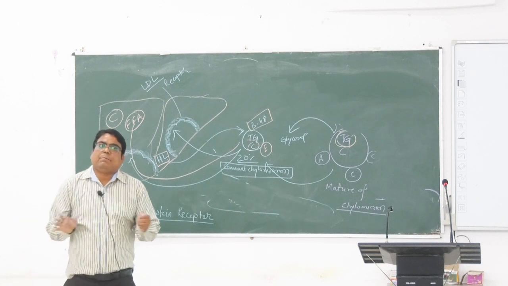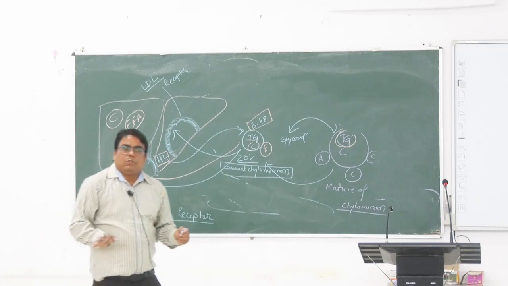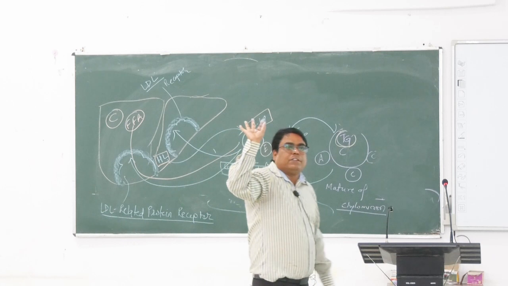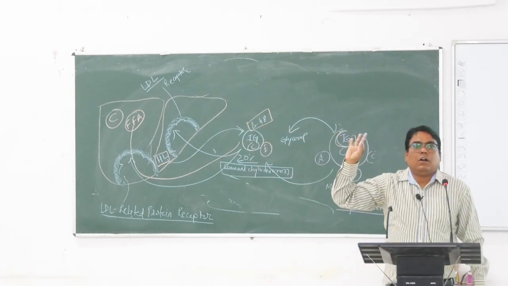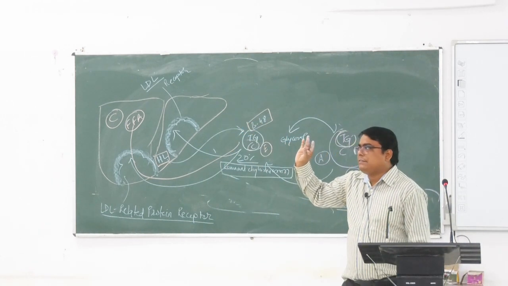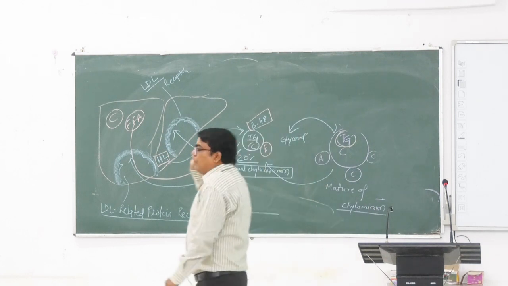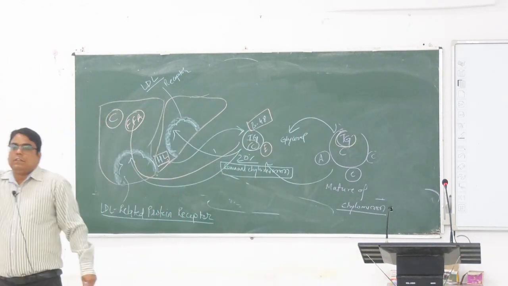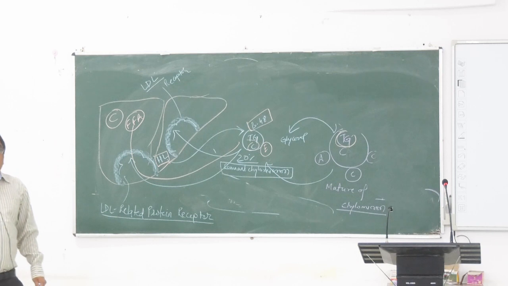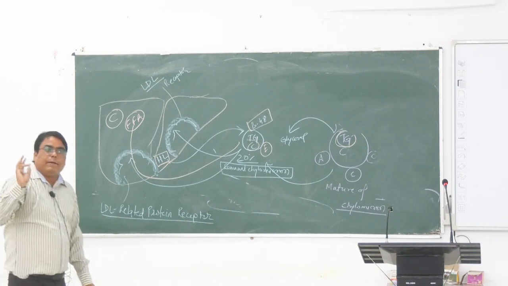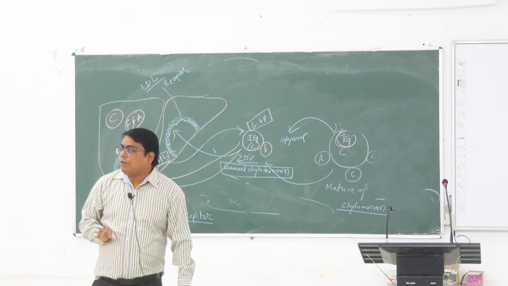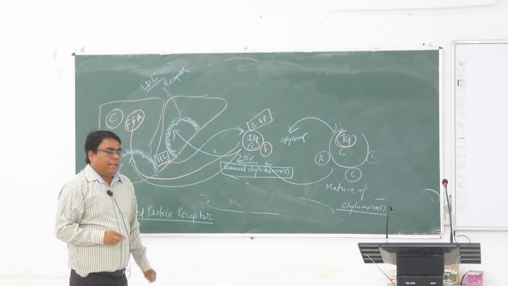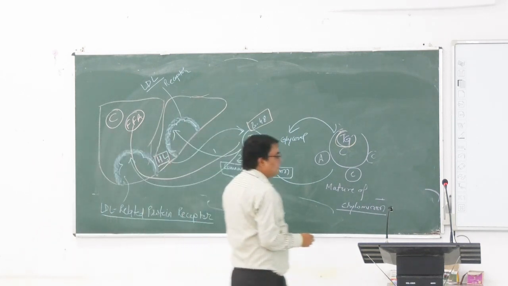Understand? It is very simple to understand. There is no rocket science. First one is formation of new molecules. Okay. Second one is maturation. Very good. Third one is remnant of chylomicron and fourth one is uptake. So here the metabolism process is over.